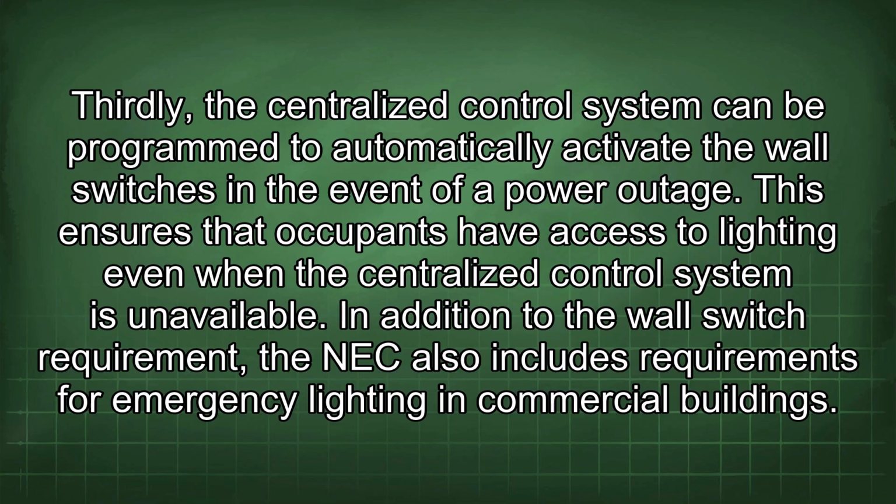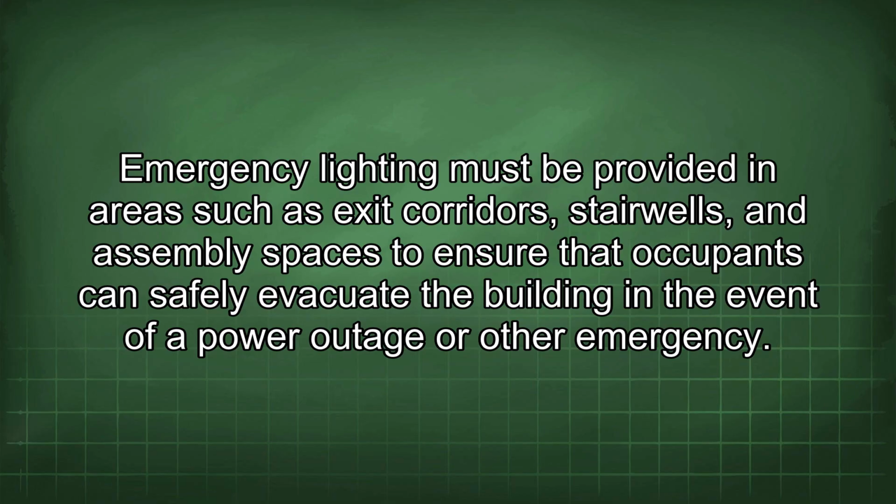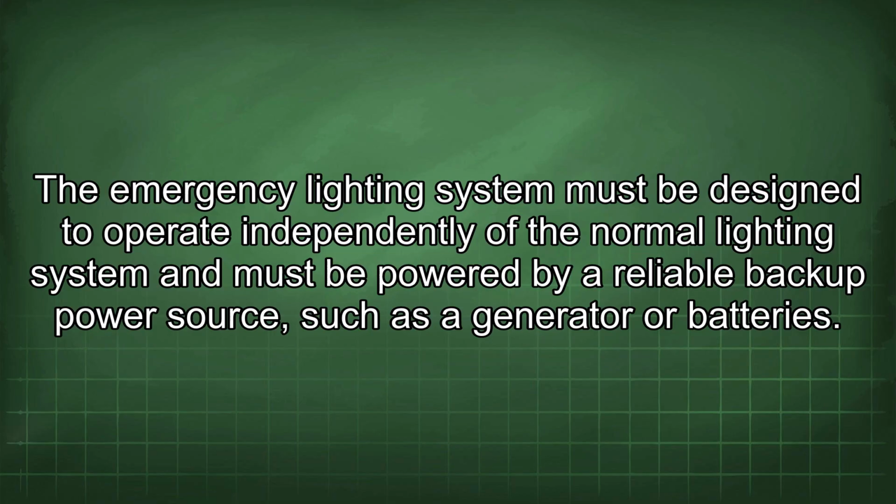In addition to the wall switch requirement, the NEC also includes requirements for emergency lighting in commercial buildings. Emergency lighting must be provided in areas such as exit corridors, stairwells, and assembly spaces to ensure that occupants can safely evacuate the building in the event of a power outage or other emergency. The emergency lighting system must be designed to operate independently of the normal lighting system and must be powered by a reliable backup power source such as a generator or batteries.